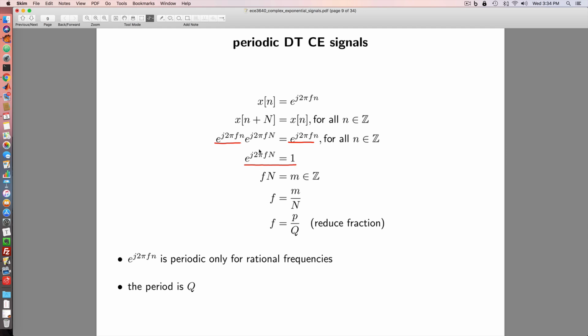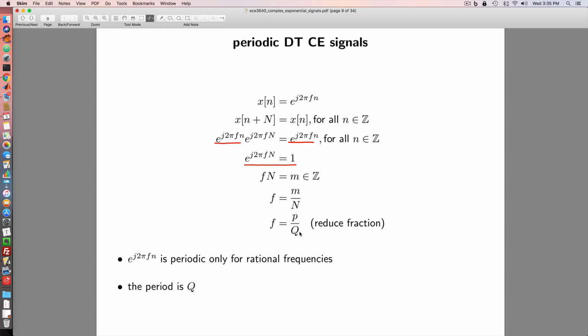We know that this will be the case as long as the argument, the part multiplying j in the exponent, is equal to an integer multiple of 2 pi. So now we have f times N is equal to an integer, or solving once again, f is equal to m over N. So now we have the frequency in terms of the period. It may be the case that m and N have some common factors, and so we can reduce that fraction, and then we get this reduced fraction. So basically here f is equal to the ratio of these two integers.